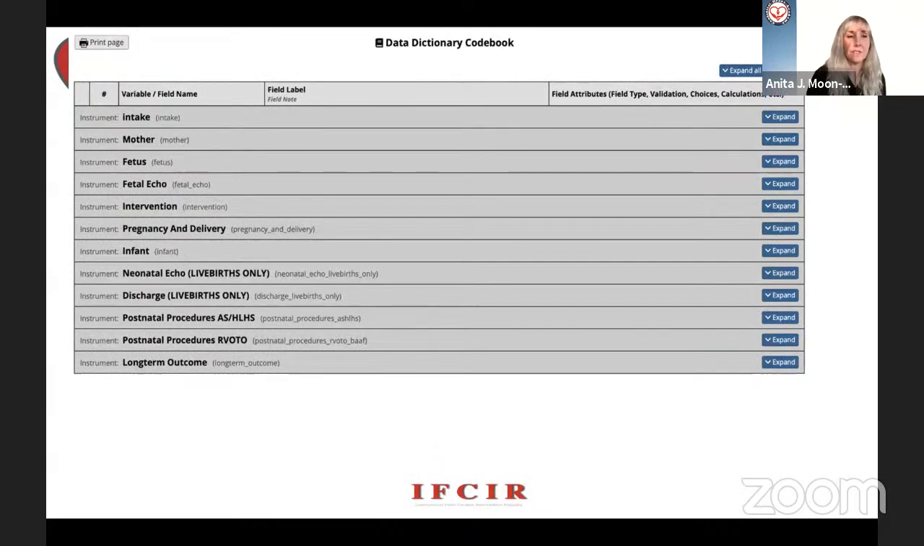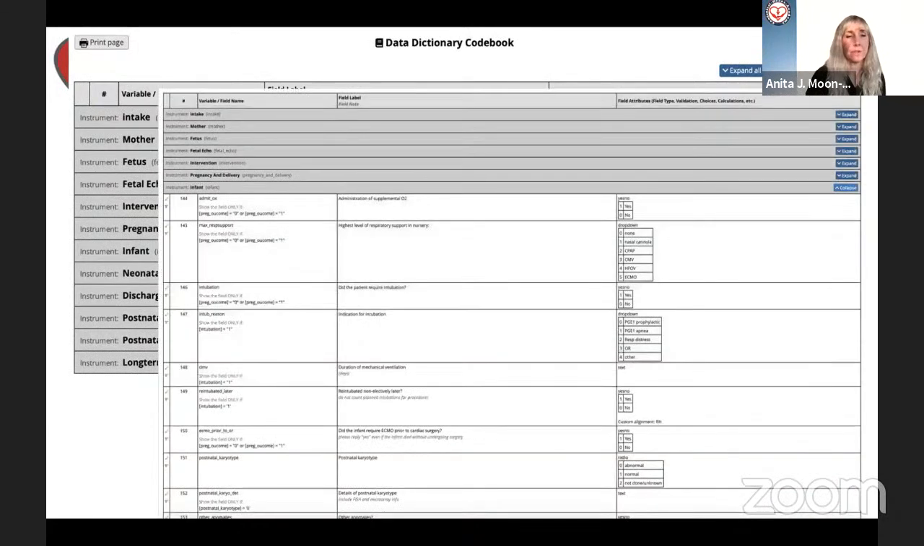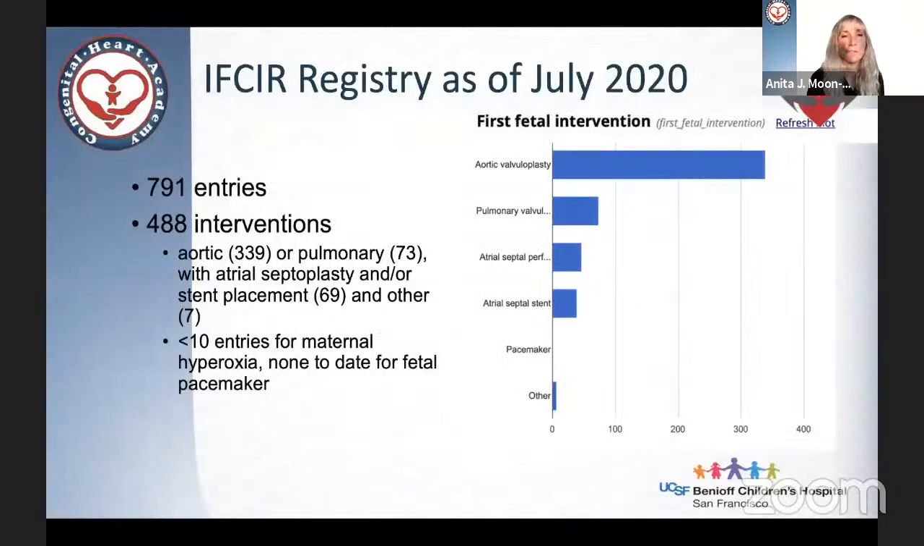There are about 250 data fields. This is a REDCap web-based database that is very easy to use and easy to add fields to. Lots and lots of those. And what are the data that we have?